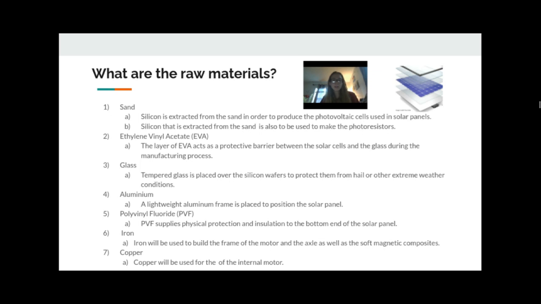This tempered glass is strong enough to protect the solar cells from hail damage or other extreme weather conditions. A lightweight aluminum frame is used to hold all of these components together. Polyvinyl fluoride is used on the underside of the solar panel to provide physical protection and insulation. Lastly, the motor attached will be composed of iron and copper.